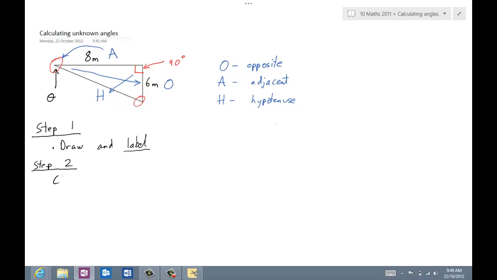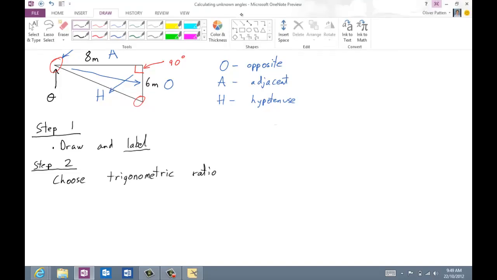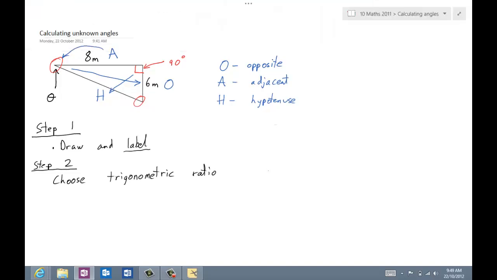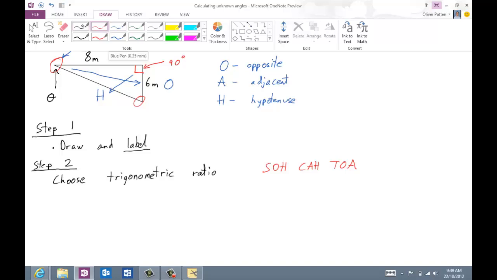Step two is to choose the correct trigonometric ratio. It's a nice big long word that you can just shorten to trig if you like. Now we know a little mnemonic strategy is SOH, which is sine, CAH, which is cos, and TOA, which is tan. And that tells us which sides sine, cos, and tan are associated with.